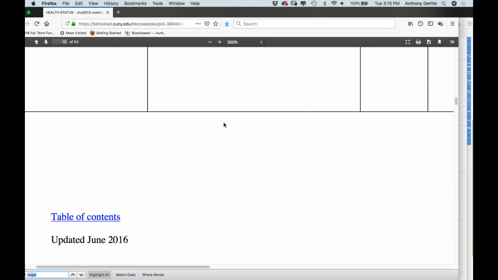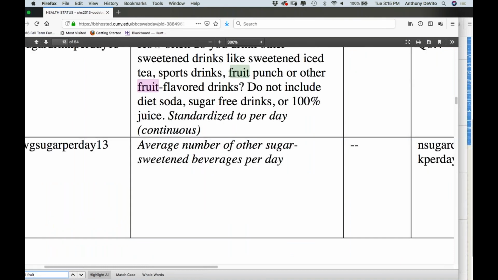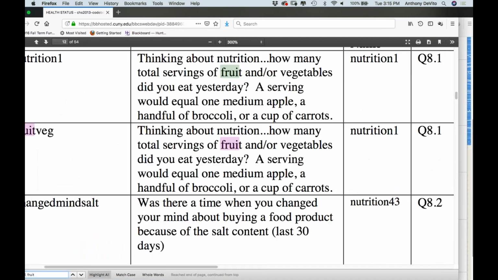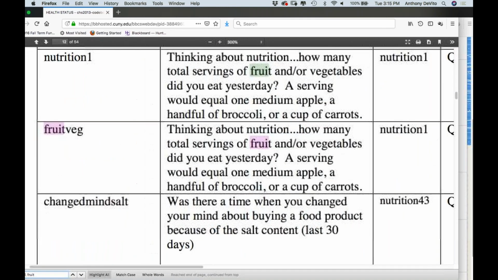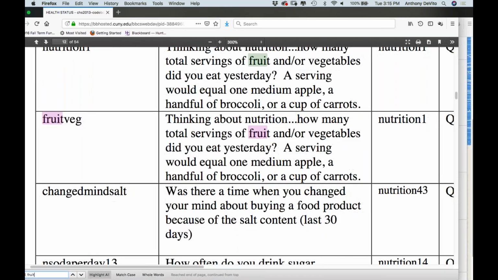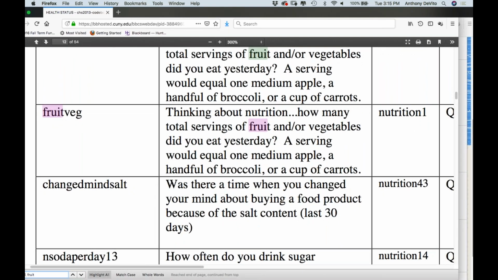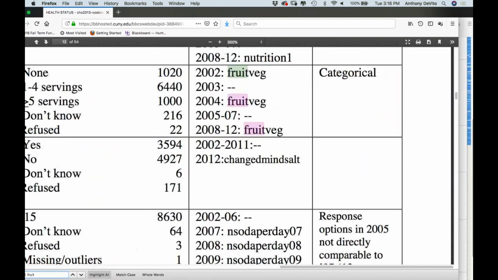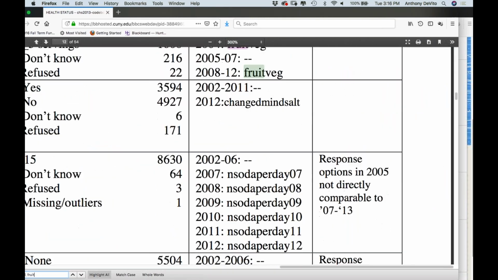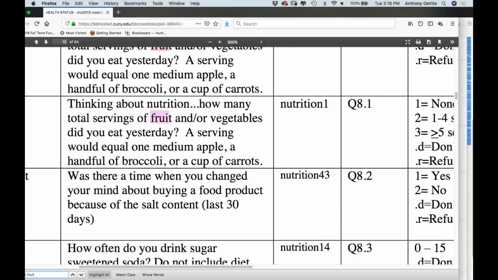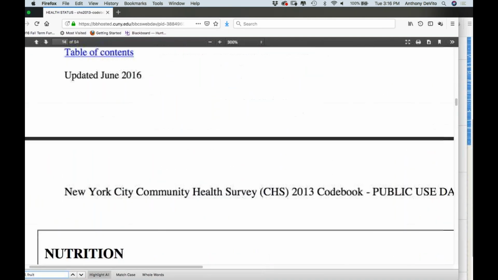How about fruit? Let me search for fruit. Thinking about nutrition. How many total servings of fruit and vegetables did you eat yesterday? Serving with so on and so forth. And then let's see if I got some more. What is this? I'm sure there's going to be.